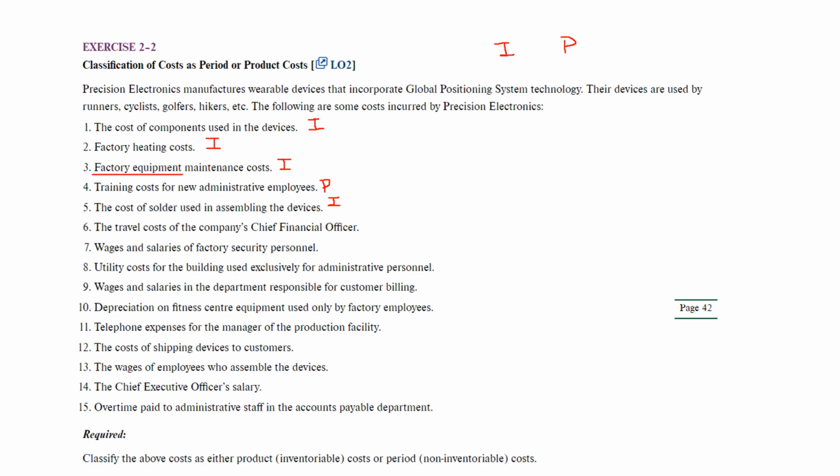Travel cost of the company's chief financial officer. Now this would definitely be a period cost that has nothing to do with actual production. It's just an administrative cost of the CFO.